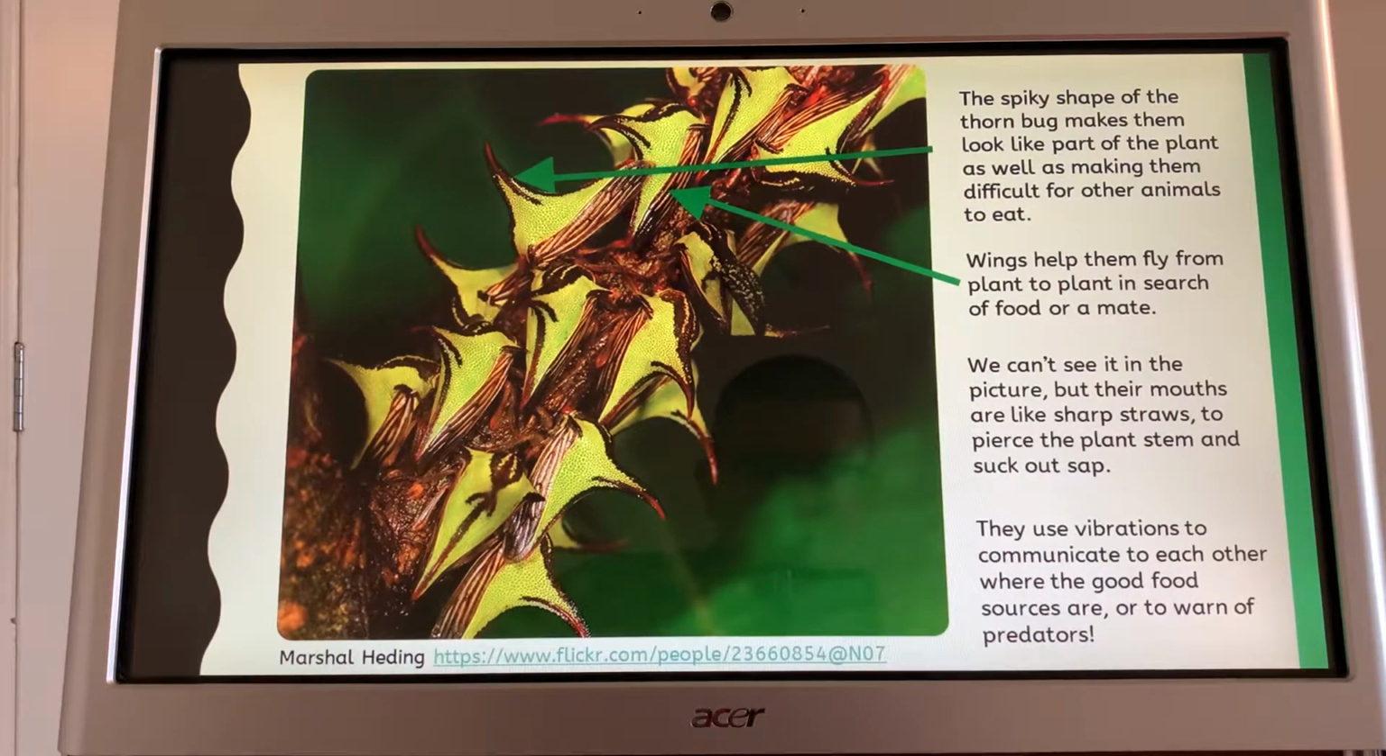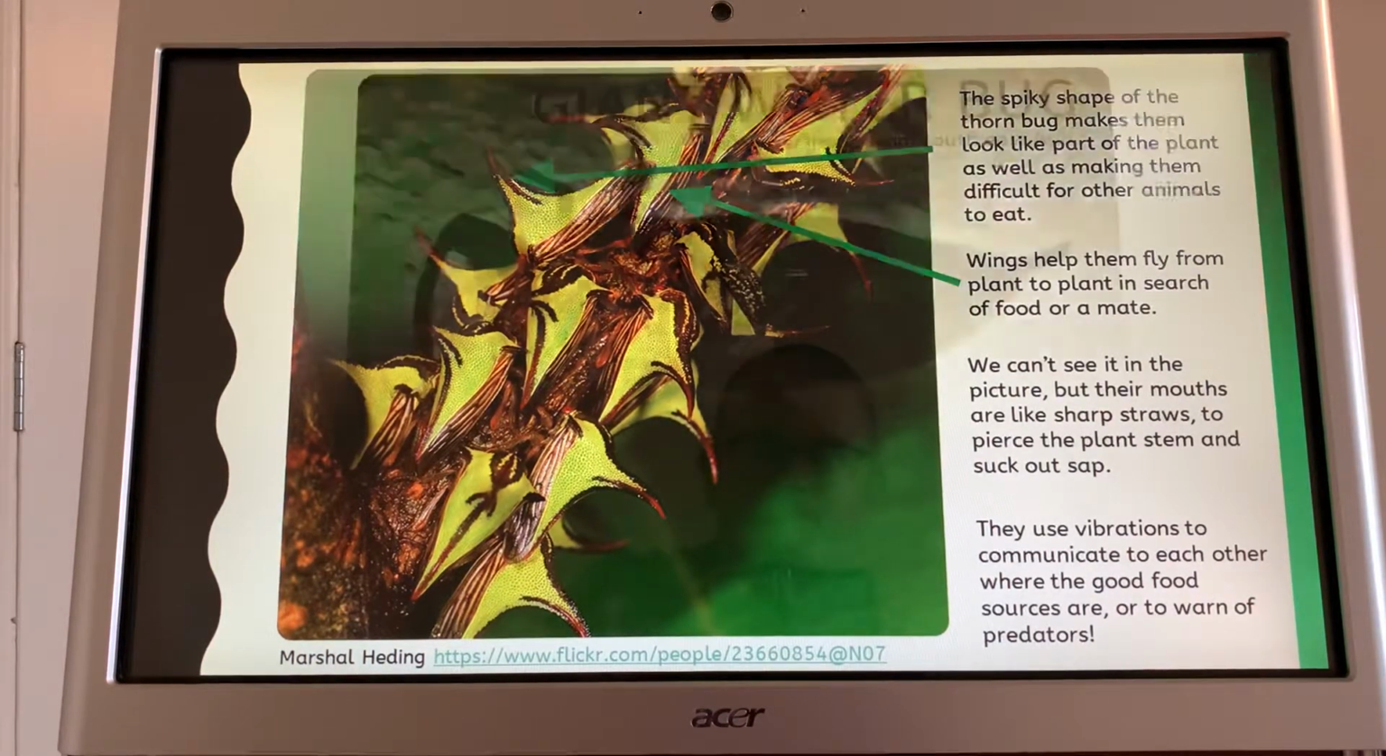They use vibrations to communicate to each other where the good food sources are, or to warn of predators fast approaching.